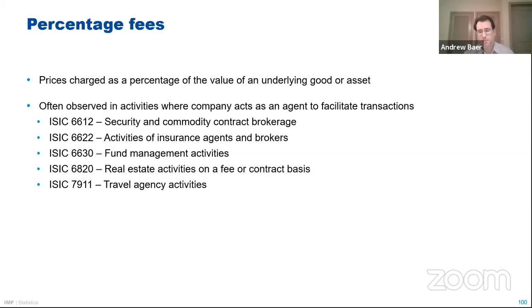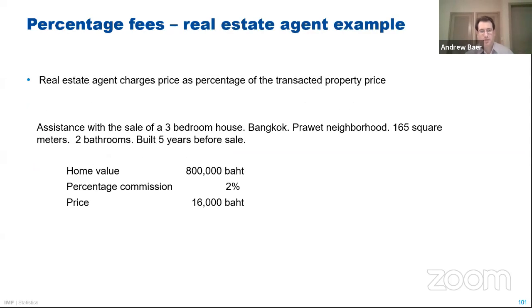And I'll show you an example of what this looks like. My example here is a real estate agent. Again, I know this service is transacted differently in different countries. I'm not sure how the market works in Indonesia, but in the United States, I can tell you that the way the agents receive their revenue is that they charge a percentage of the selling price of a home when they assist with the sale.